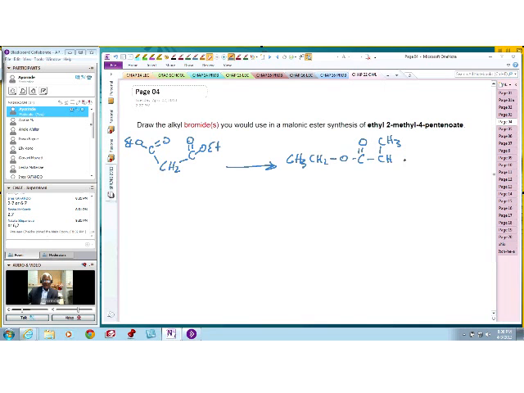2-methyl: the methyl group is in the 2 position. And then 4-pentanoate: in other words, you have a double bond in the 4 position. So that is carbon 1, 2, 3, 4, 5. So they want us to go from the malonic ester to this molecule here, ethyl 2-methyl-4-pentanoate.